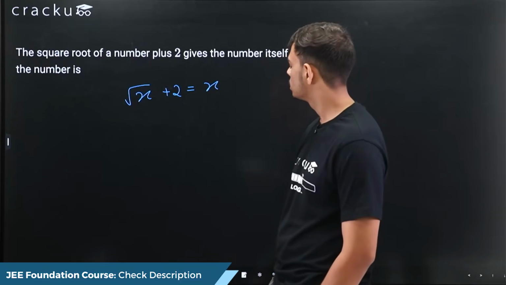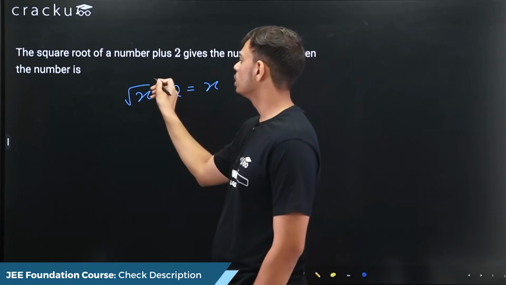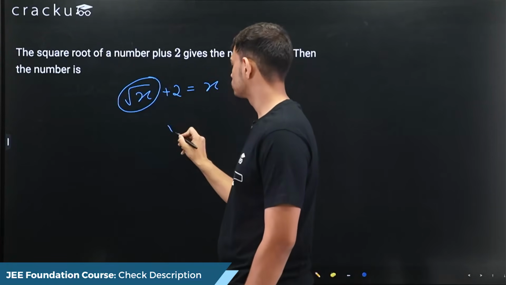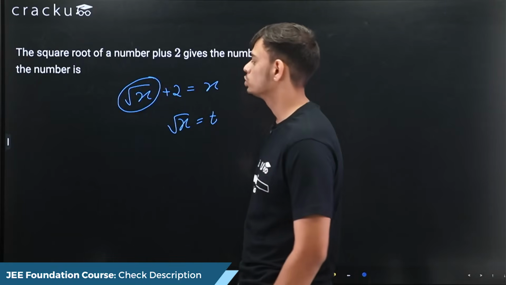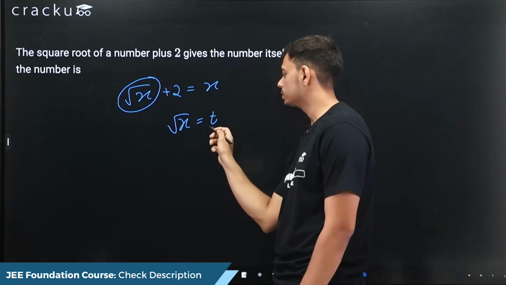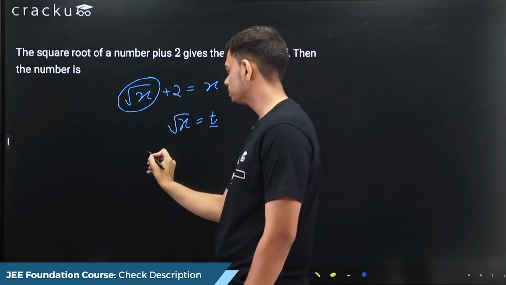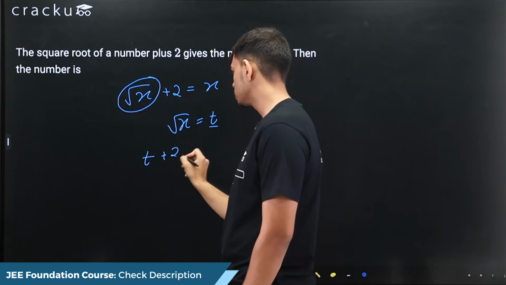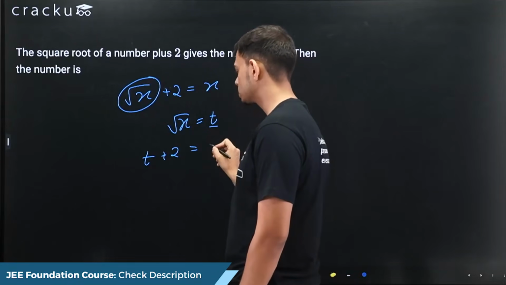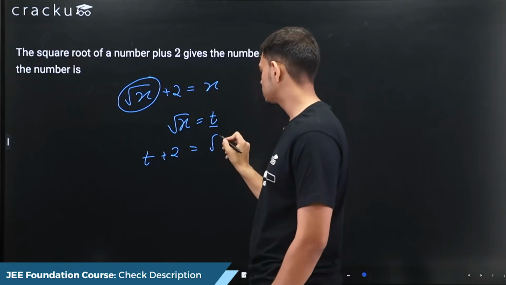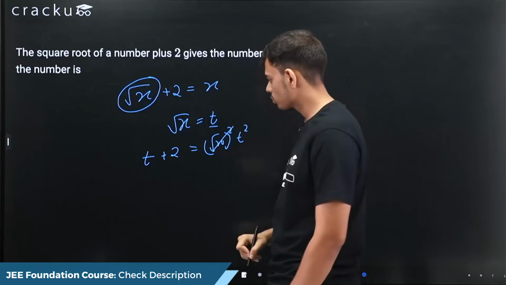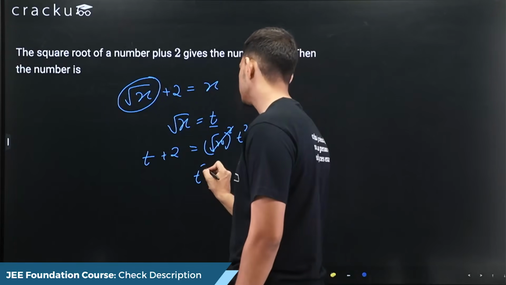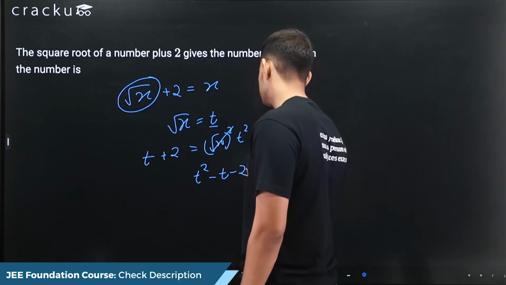Let us consider root x to be t. Why? So that we can get a quadratic equation in terms of t. This will be t, this will be 2, and this will be root x square. x can be written as root x whole square, which is nothing but t square. So I get a quadratic equation t square minus t minus 2 equals 0.